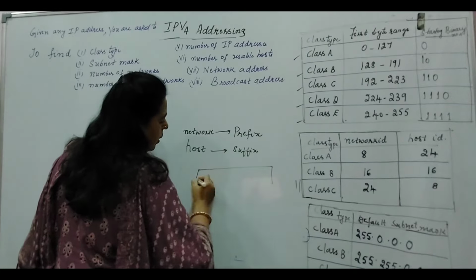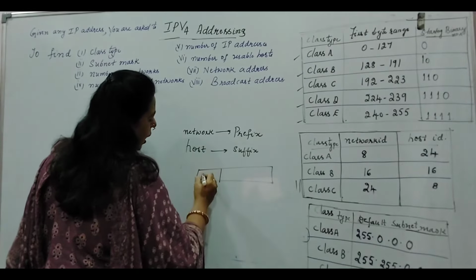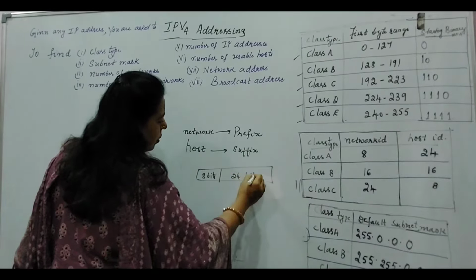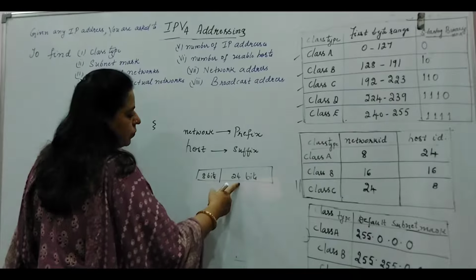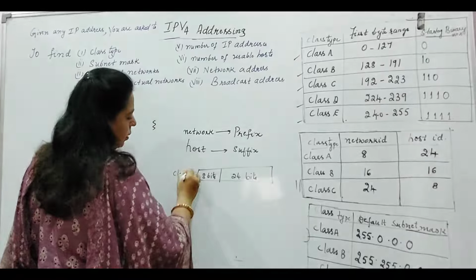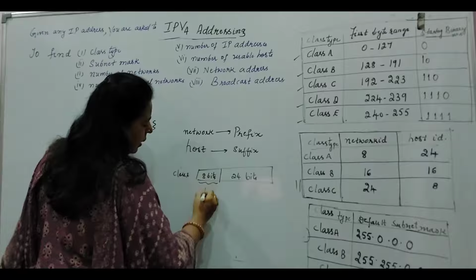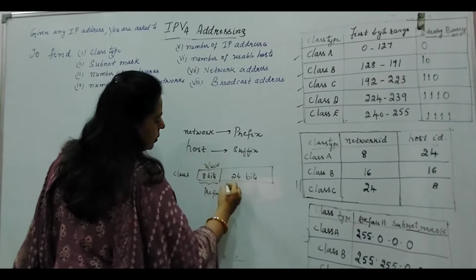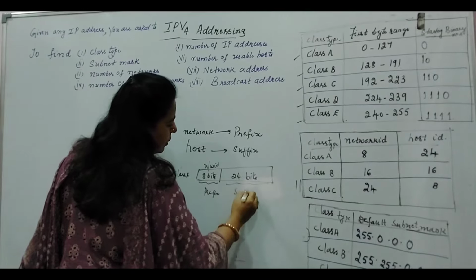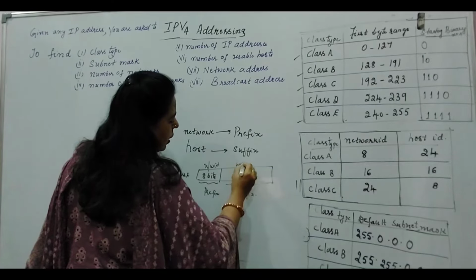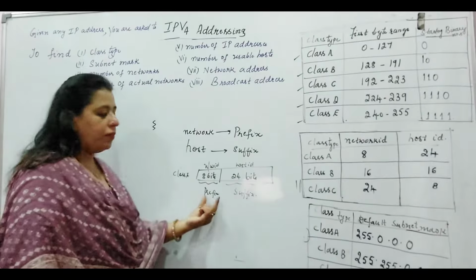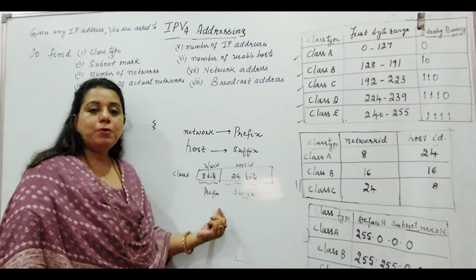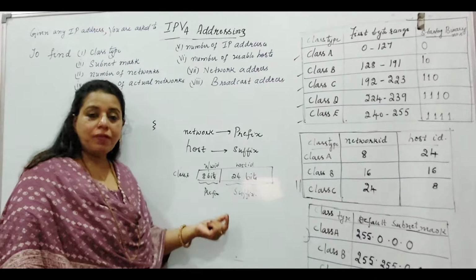As I had given in the previous example, in class A there are 8 bits for the network and 24 bits for the host. This 8 we call the prefix, the network ID, and these 24 bits we call the suffix, which is the host ID. So prefix and suffix, these two terms you need to remember, because sometimes in the question they may use the words the prefix value is so and so, the suffix value is so and so.